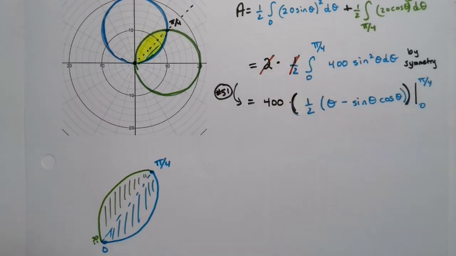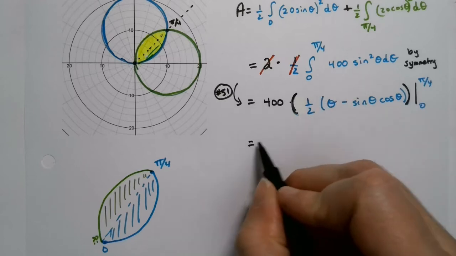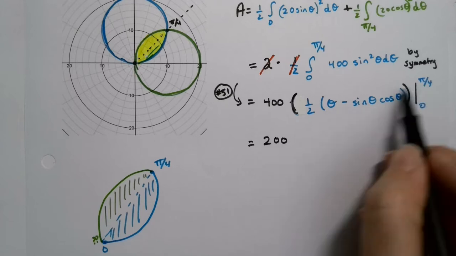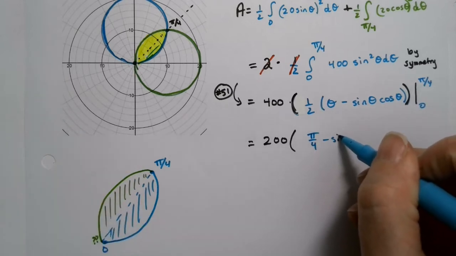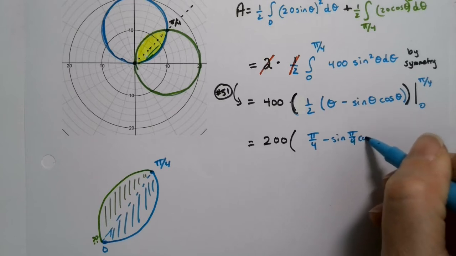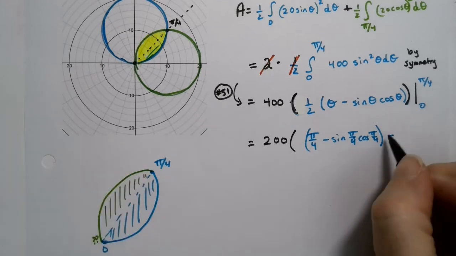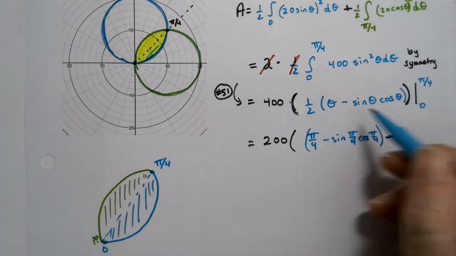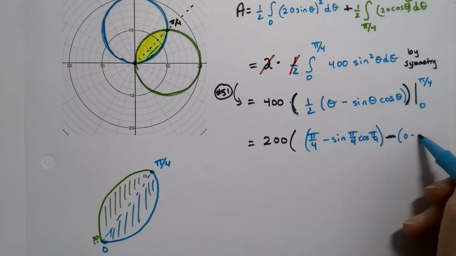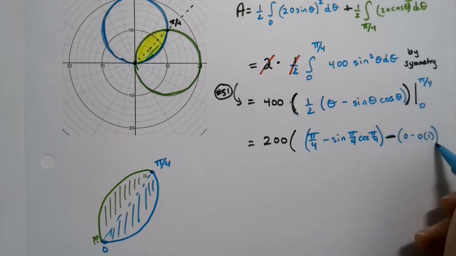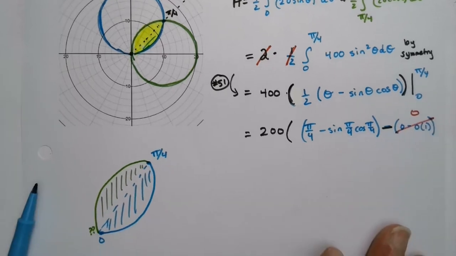All right, so now I'm going to bring the 1/2 out, right? I brought the 400 out. I'm going to bring the 1/2 out. That makes 200. And then for theta, I'm going to put in pi over 4 minus sine of pi over 4 cosine of pi over 4. There's pi over 4 in, minus, and then 0 minus 0, because the sine of 0 is 0. So it's 0 times 1, right, which is 0. All right, so this is all gone. That guy's 0. That's why we use 0, because it usually makes a lot of things disappear.